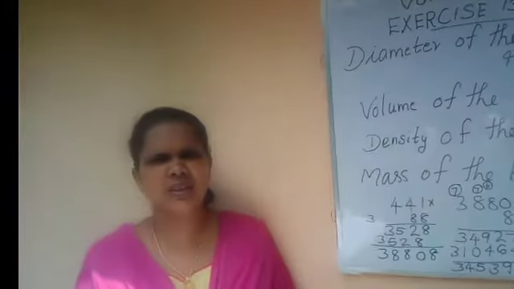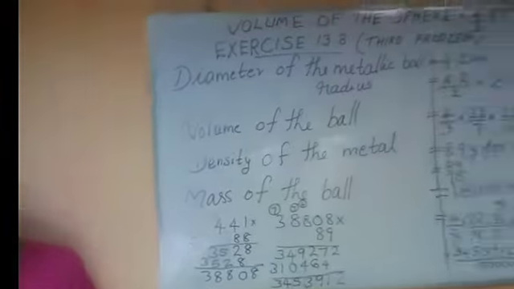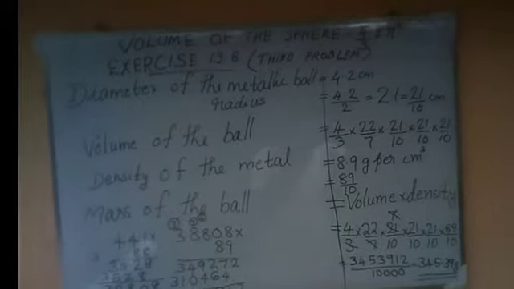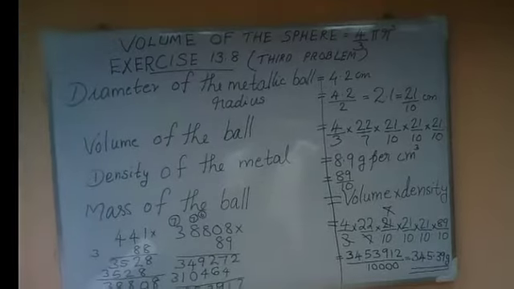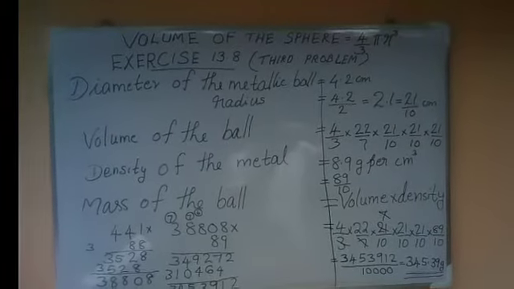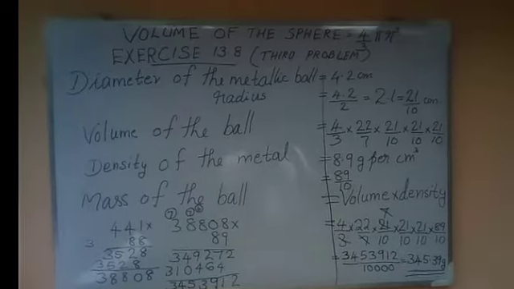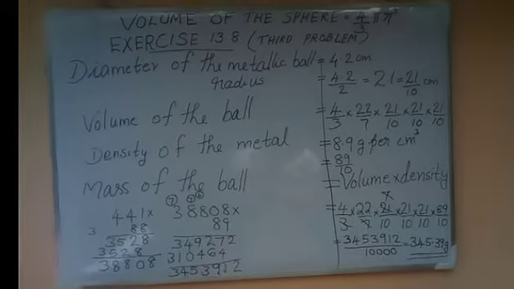Today we discuss the volume of spheres. Exercise 13.8. First question. The diameter of a metallic ball is 4.2 centimeter. What is the mass of the ball, if the density of the metal is 8.9 gram per centimeter cube?